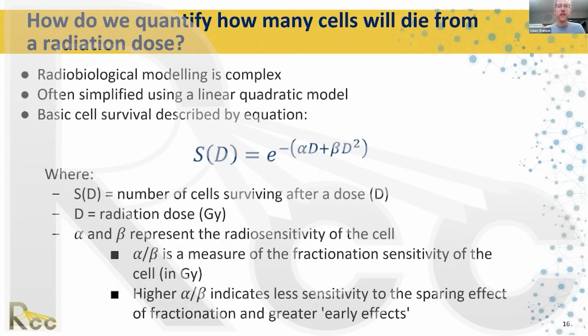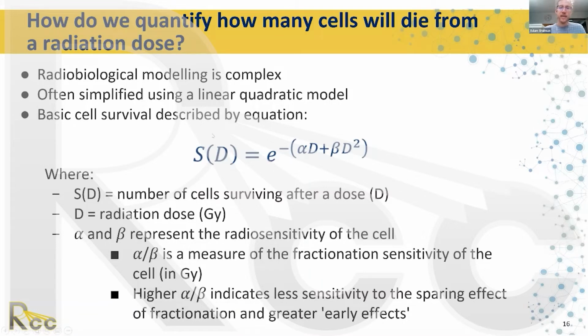So we're going to get into the linear quadratic model. This is how we quantify how many cells will die from a radiation dose. Radiobiological modeling is very complex, so we'll typically simplify this into the linear quadratic model. Again, this is not true in every single case. It is a representation of what happens, but it does give us a good idea of what's going on.